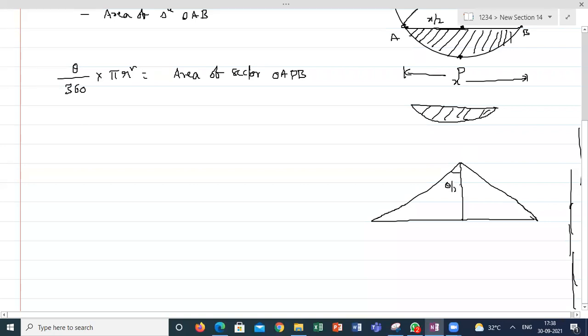This will become theta by 2, and this will become theta by 2. This is O, this is A, this is B. And this is a right angle triangle, in which OA is the radius and OB is also the radius. Most of the time they will give the radius, because it is needed to calculate the sector. If they are not giving the angle, it is a little tough. That's the reason most of the questions will be related to the angle. So how to find the OD value? OD is the height of the triangle.